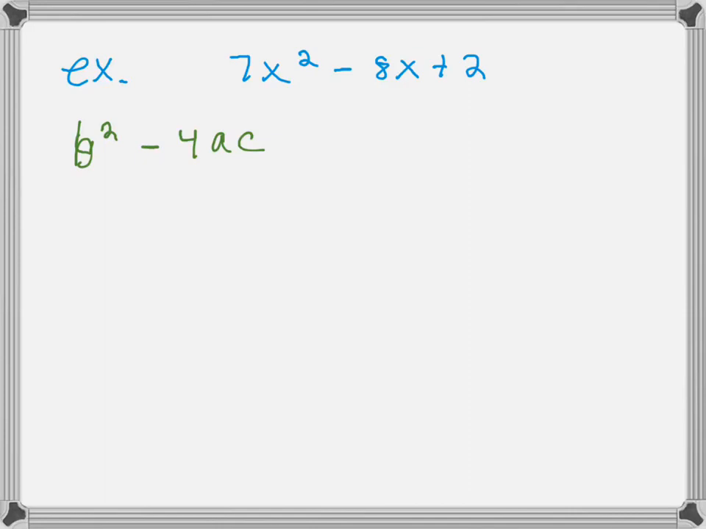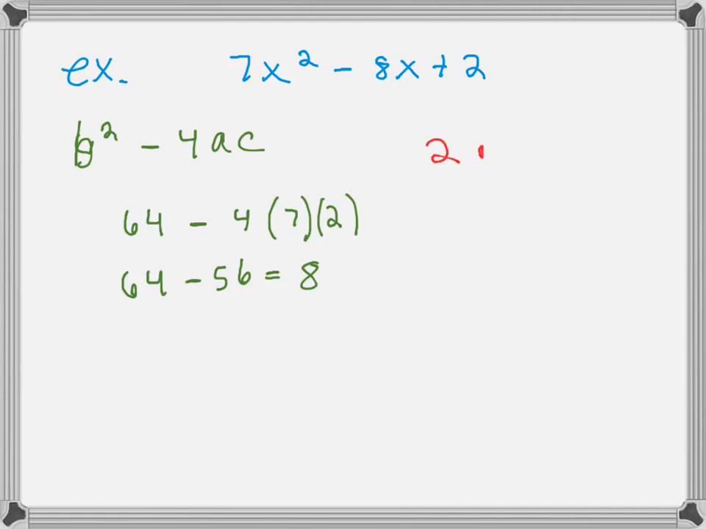Okay, so b squared is 64. And minus 4ac is minus 4 times 7 times 2. So 64 minus 56 is equal to 8. And if we look at 8, we know that it's positive, right? So we're going to know we have two real roots.